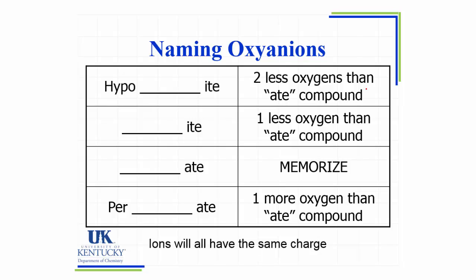And there's actually a trend in how we name these compounds. If we have a compound with some number of oxygens that has the ATE ending, we just memorize that name. Then anything that has the ITE ending is going to have one less oxygen than the ATE compound. For the hypo-ite compound, it will have two less oxygens. And the per-ate compound has one more oxygen than the ATE compound.